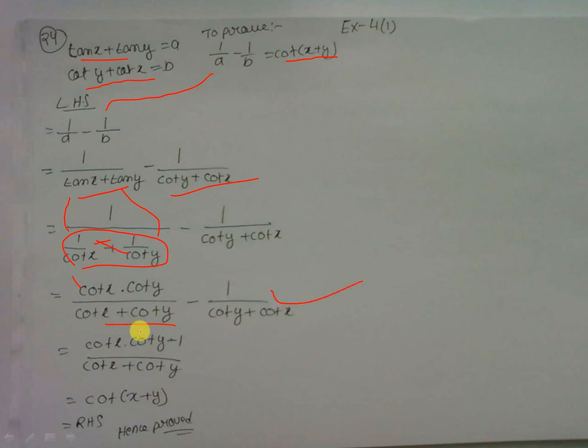Now take LCM cot x plus cot y, cot x plus cot y. So cot x cot y minus 1. The formula is cot x plus y. This one formula is cot x plus y, because cot A plus B formula is cot A cot B minus 1 by cot B plus cot A. This is the formula of cot A plus B.